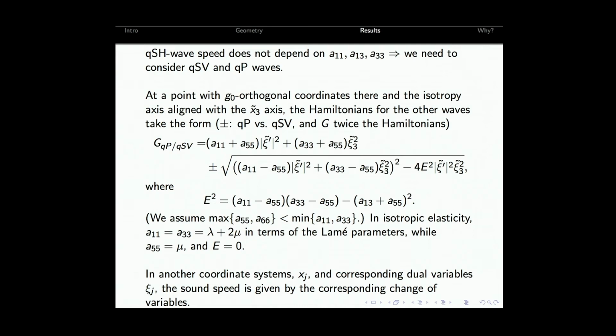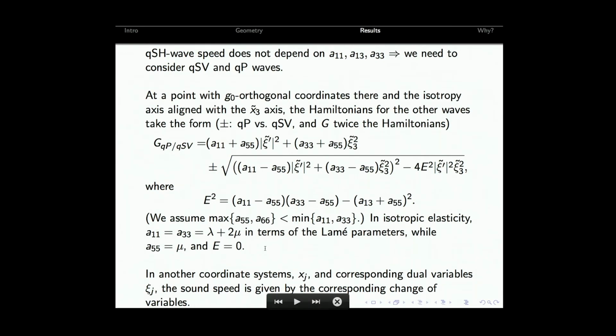And in isotropic elasticity, what will happen is that A11 and A33 would be lambda plus 2 mu in terms of the lambda parameters. A55 would be mu, and E would be 0. And then if you just compute this, that gives you exactly the usual isotropic wave speed, which again would be given by a nice quadratic polynomial. And again, you would be in the world of Riemannian geometry. Everything is nice and quadratic.